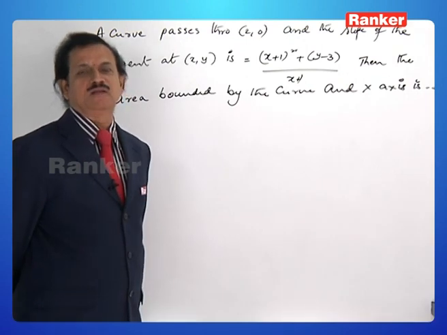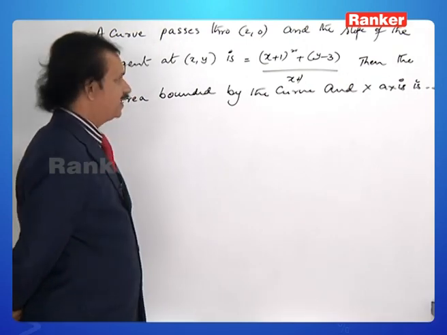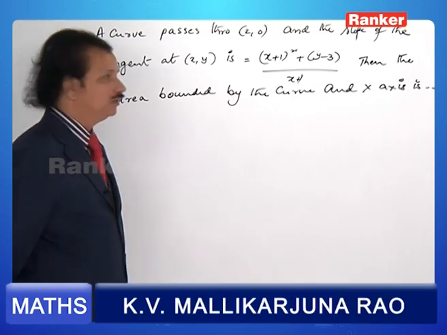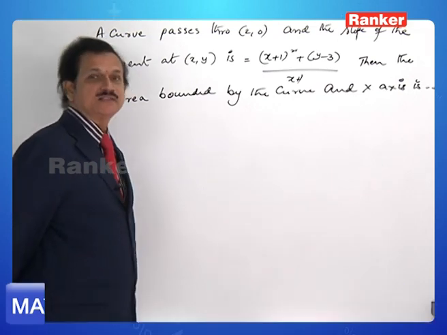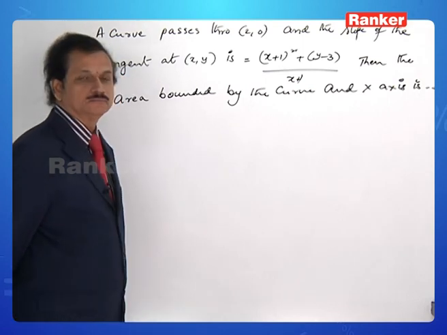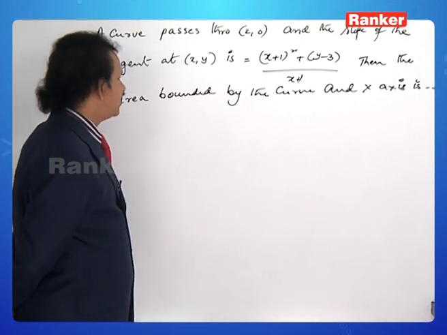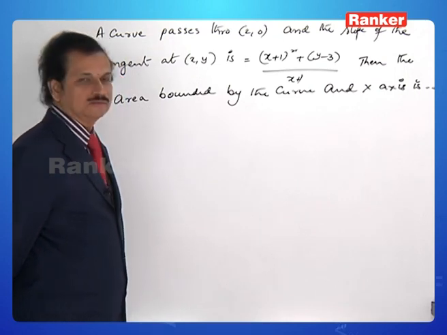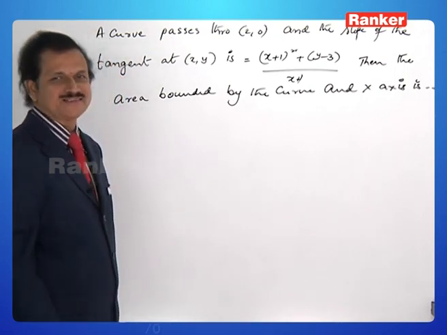Another special problem is before us. Please read and follow the question carefully. A curve passes through (2, 0), and the slope of the tangent at the point (x, y) is (x plus 1) whole square plus (y minus 3) by (x plus 1). What can you grasp from that?